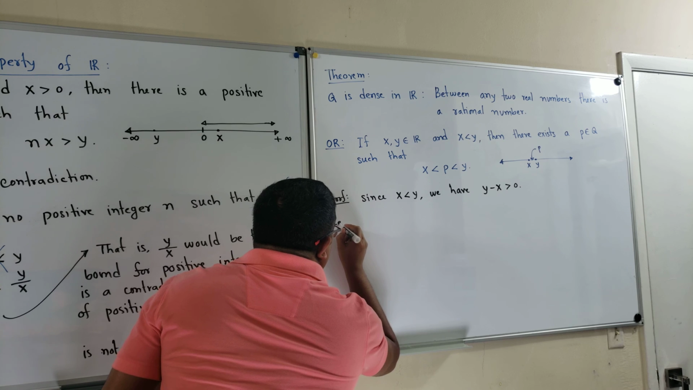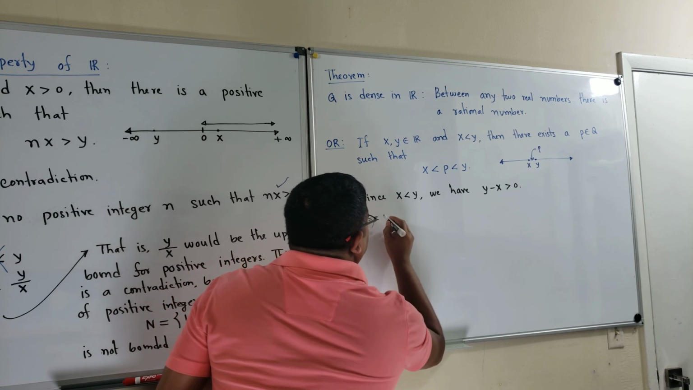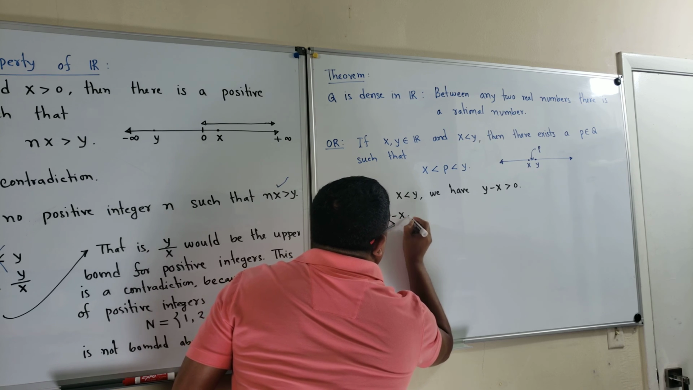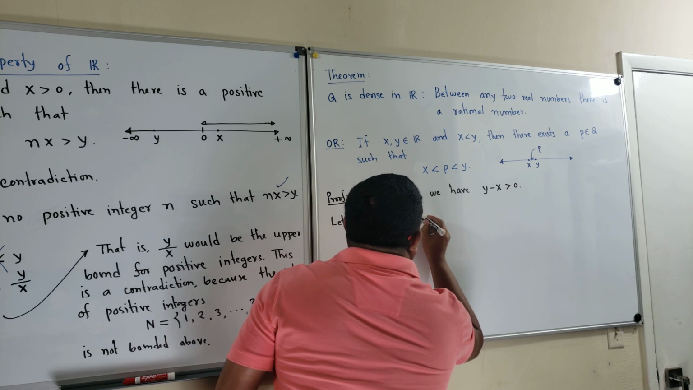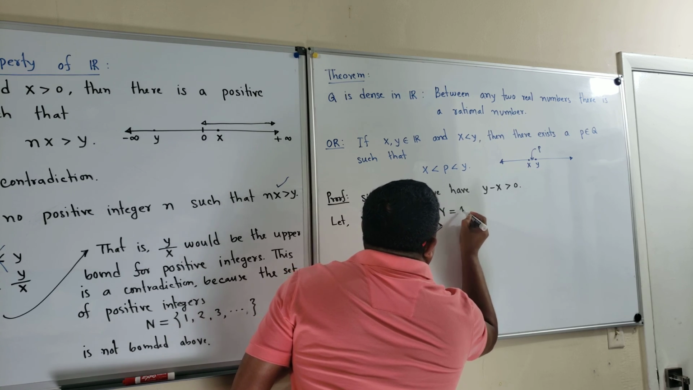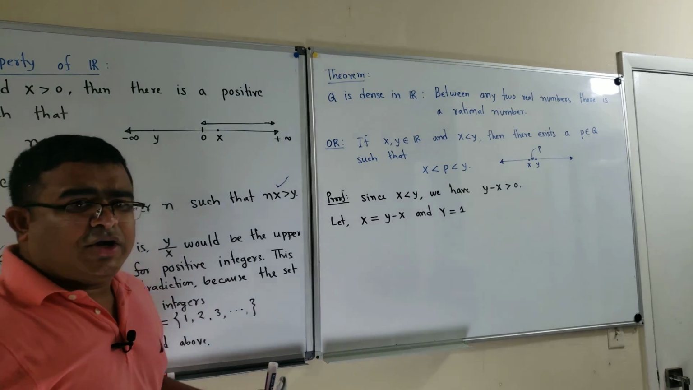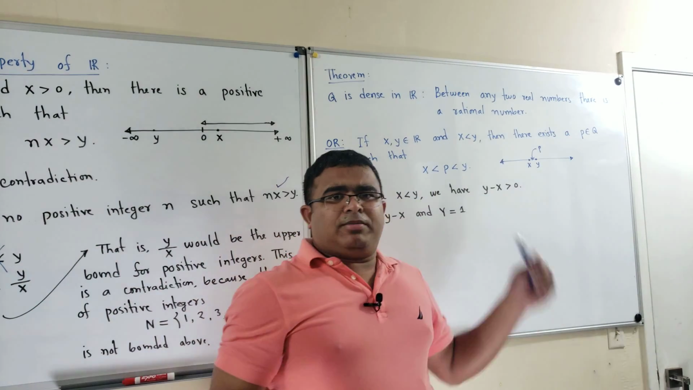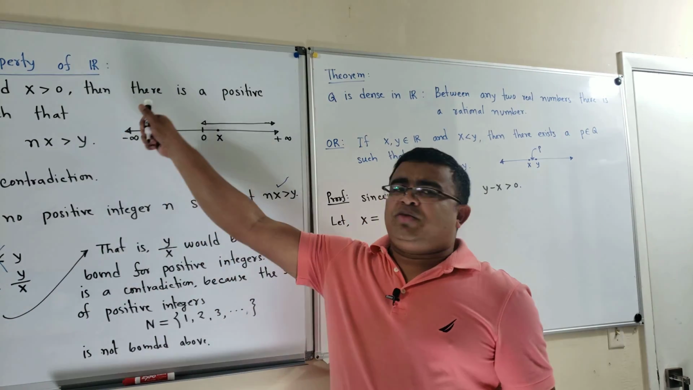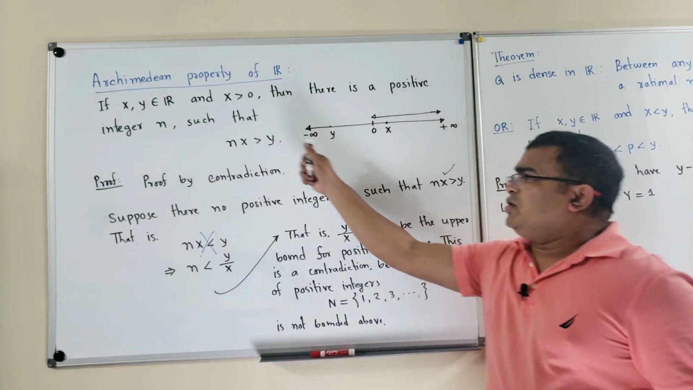Let capital X equal y minus x and y equal 1. Why do we assume that? Because to prove this theorem, we will apply the Archimedean property of the set of all real numbers. Okay, we will apply this theorem to prove this one.